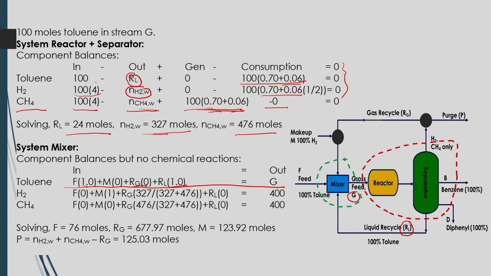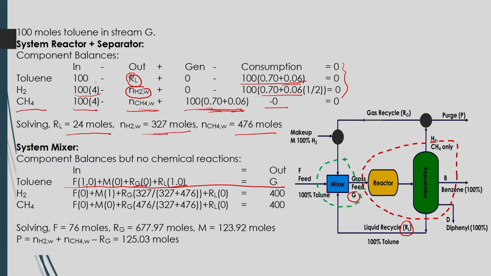Similarly, we can do the material balance for the hydrogen. The amount of hydrogen coming into the mixer as feed will be 0, because no hydrogen is coming into the mixer from the feed. And then what is the makeup amount there? Of course, 100% hydrogen will be supplied as makeup. So, we can write simply M there, and Rg there. Here in this case, for Rg, that is the gas recycle, what will be the fraction of hydrogen contained in that Rg?